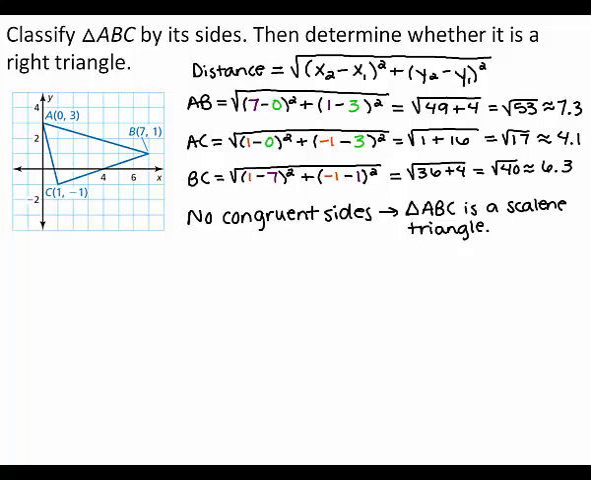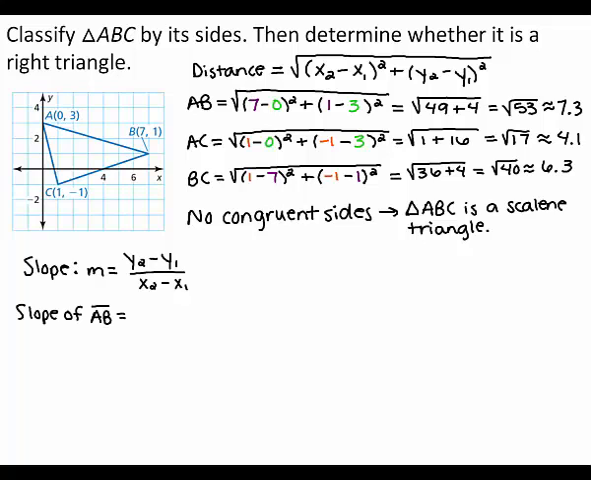Now, to determine whether triangle ABC is a right triangle, you need to check for right angles. If triangle ABC has a right angle, then two of its sides will be perpendicular to each other, and the slopes of those two sides will have a product of -1. So, you need to find the slope of each side of the triangle. You can find the slope of each side using the slope formula.